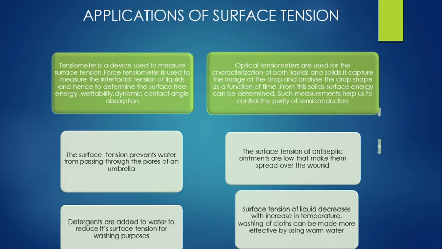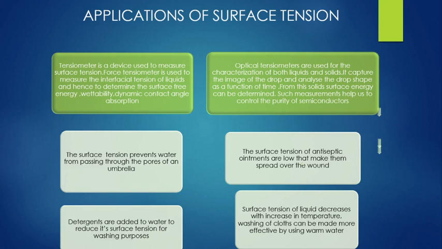So optical tensiometers are used for the characterization of liquids and solids, and from the optical tensiometer we can analyze the drop shape as a function of time, and also measure the surface energy, and hence it helps to control the purity of semiconductors. So there are many applications for the optical tensiometer.